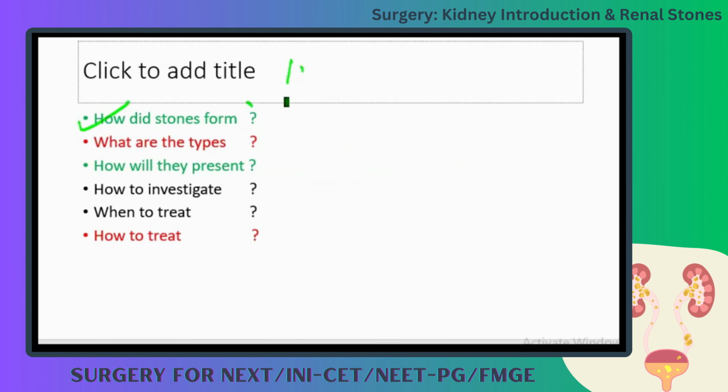You have two theories. One is the supersaturation theory. One is the inhibitor promoter theory. Whenever there is an imbalance between these two things, promoters and inhibitors, there is stone formation.